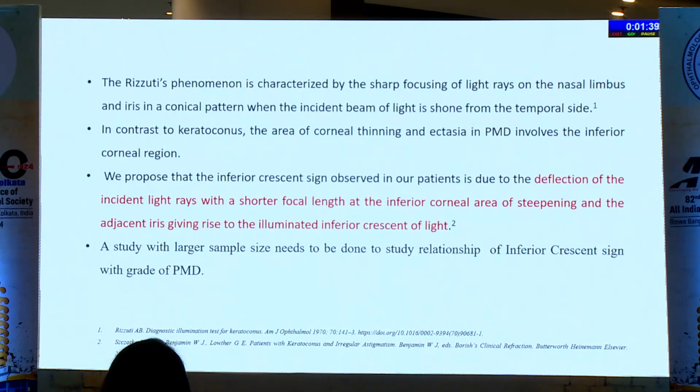In contrast to keratoconus, the area of thinning and ectasia in PMD usually involves the inferior cornea. So we propose that the inferior crescent sign as observed in the patients is due to deflection of the incident rays with a shorter focal length at the inferior corneal area of steepening and adjacent iris, illuminating the iris part and giving the inferior crescent of light. However, a study with a larger sample size needs to be conducted to study the relationship of the grade of PMD with the type of crescent formed.